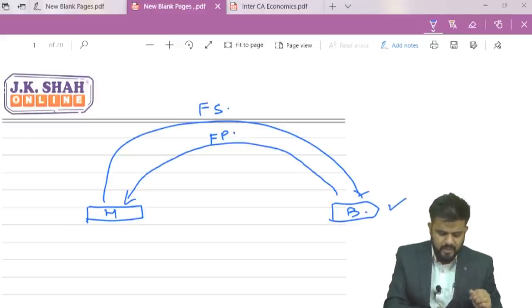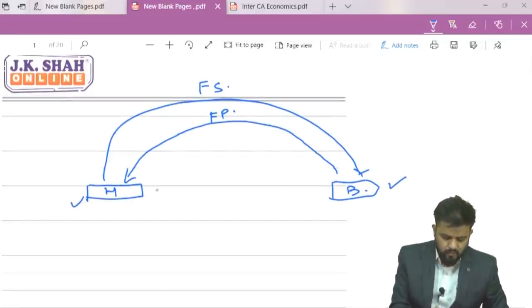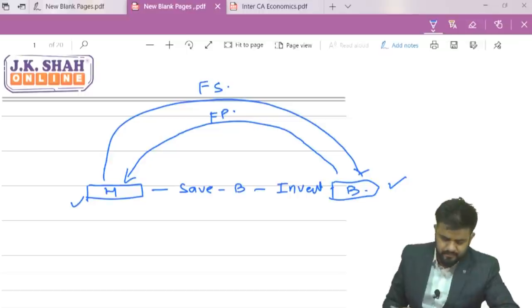Business expenditure, household income. What will we do? Some part we will save. Where will we save? Save in the bank. The bank is going to give loans, and ultimately that money will be invested.